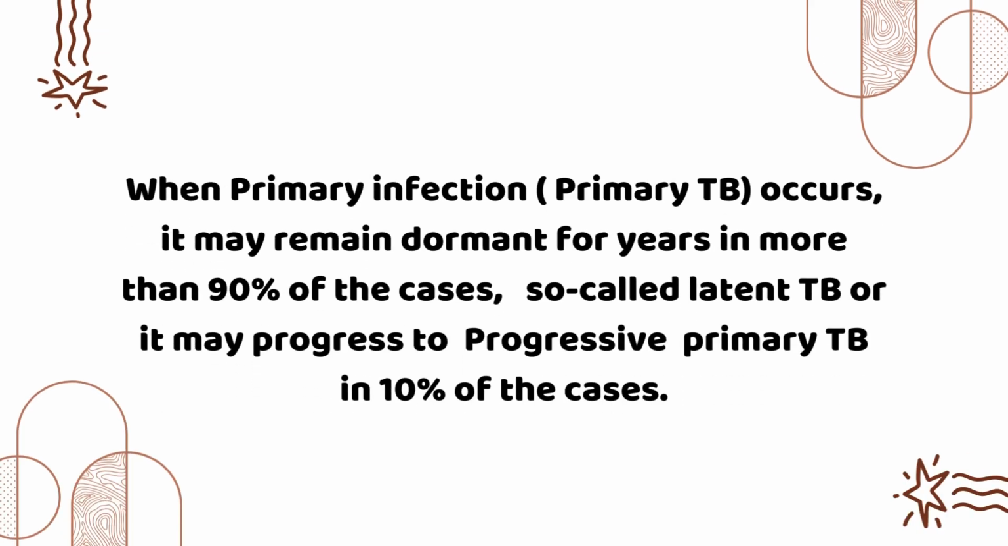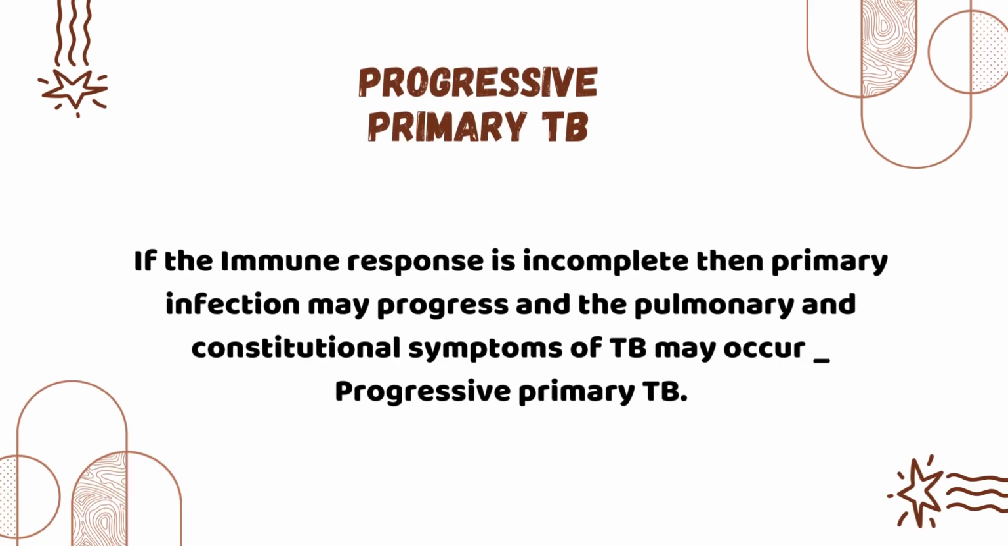When primary infection occurs, it may remain dormant for years in more than 90% of the cases, so-called latent TB, or it may progress to progressive primary TB in 10% of the cases. If the immune response is incomplete, then primary infection may progress and the pulmonary and constitutional symptoms of TB may occur. This is progressive primary TB.